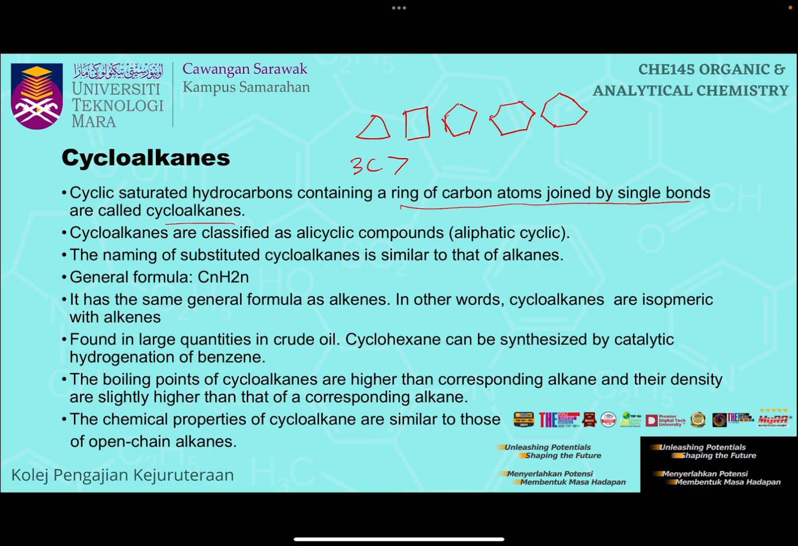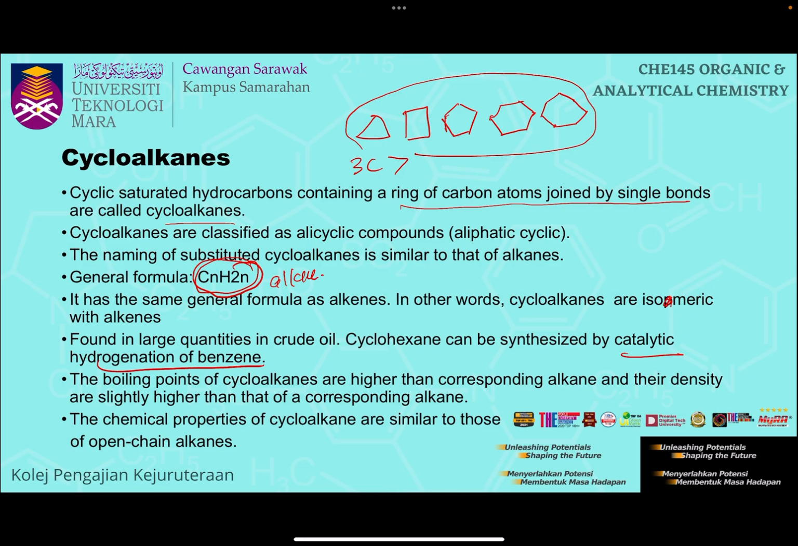Okay, so the naming of substituted cycloalkanes is similar to that of alkanes. The general formula will be similar to alkenes, but you have to be very careful. Remember, alkene also is CnH2n. So another isomer of this chemical formula CnH2n will be a cyclic alkane. Same general formula as alkene. In other words, cycloalkanes are isomeric with alkenes. Found in large quantities in crude oil, cyclohexane can be synthesized by catalytic hydrogenation of benzene.